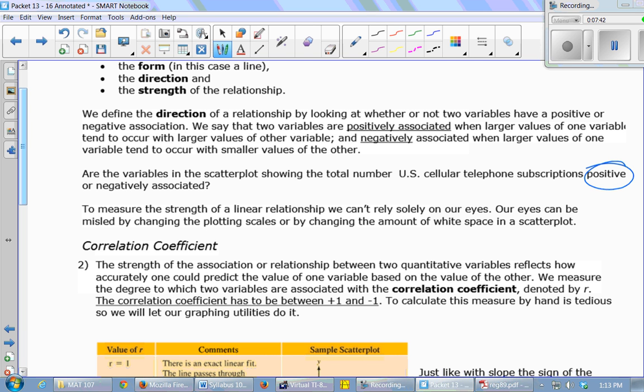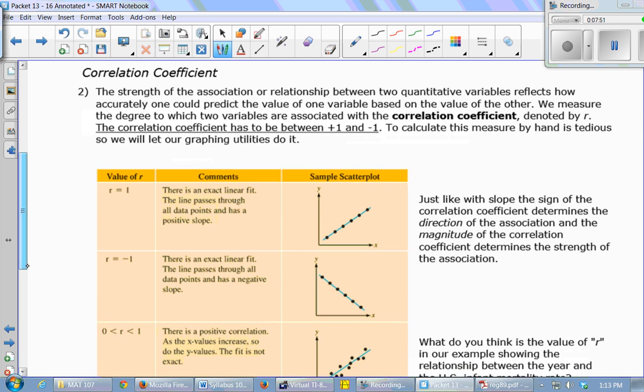But in general, we measure how close the points are to the line using something called the correlation coefficient. So the strength of the association between two variables reflects how accurately one could predict the value of one variable based on the value of the other. You measure the degree to which two variables are associated with the correlation coefficient, which we call R. It always has a value between +1 and -1. Calculating it by hand is tedious, and we don't really care about the actual computations of how to get it. We just want to know what it means. Technology can give us the number.